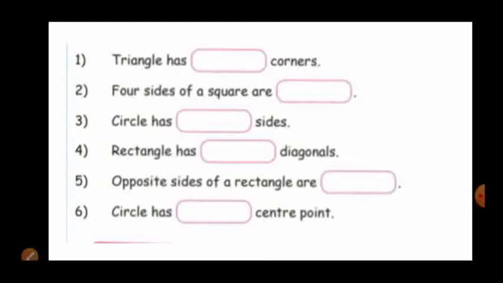Triangle has dash corners. Triangle has 3 corners. 4 sides of a square are equal. Circle has how many sides? Circle has no sides. Rectangle has dash diagonals. Rectangle has 2 equal diagonals. Opposite sides of a rectangle are equal. Circle has 1 center point.